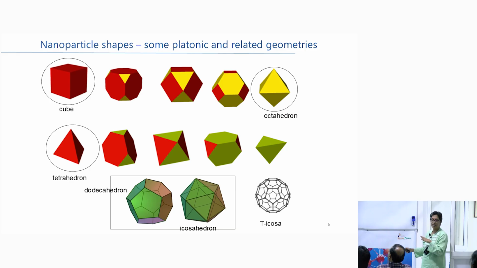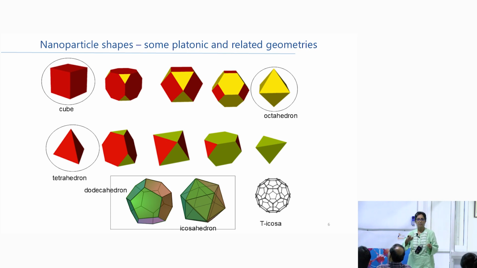So some of the Platonic geometries and also related geometries I've just given here. You start with the cube, you cut the corners, you get an octahedron. You start with the tetrahedron, you keep on cutting, you go through a square pyramid and then again to a tetrahedron. Then the dodecahedron, icosahedron. This is T icosa, I think. So these are the shapes which are normally available in the nanoparticle regime as well as in crystals.